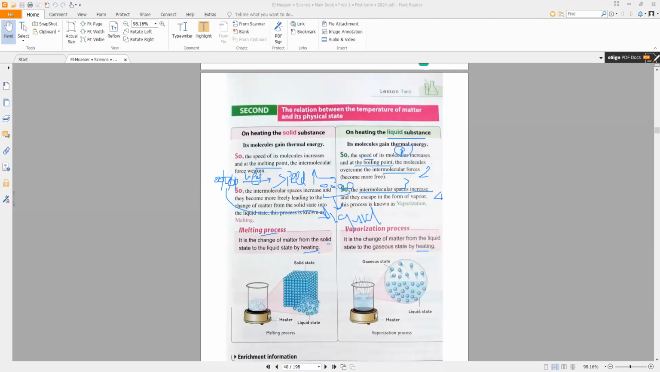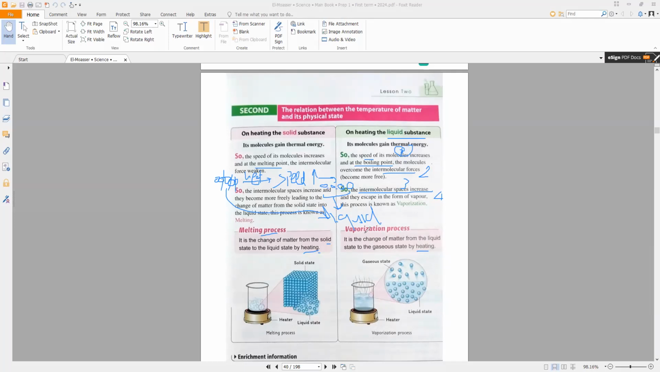This is the molecules of the liquid state. When the liquid state gains thermal energy, the speed will increase. After this, the intermolecular forces will weaken. After this, the intermolecular spaces will increase and become like the properties of the gaseous state. So it changes from liquid state to gaseous state by heating at boiling point.